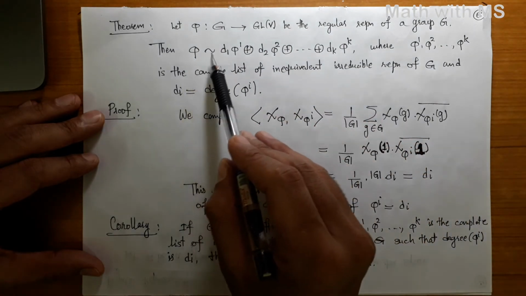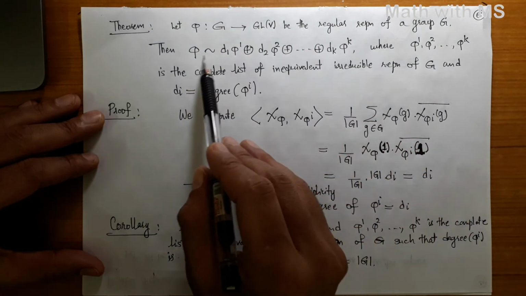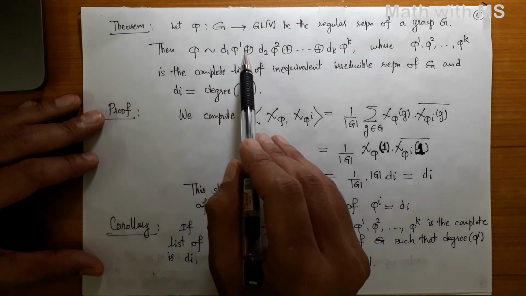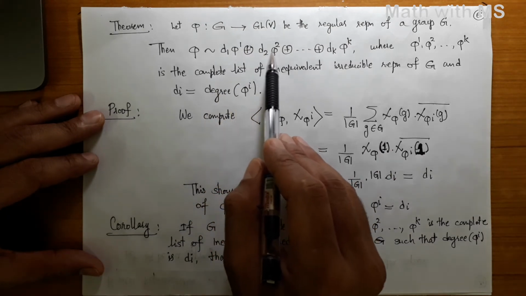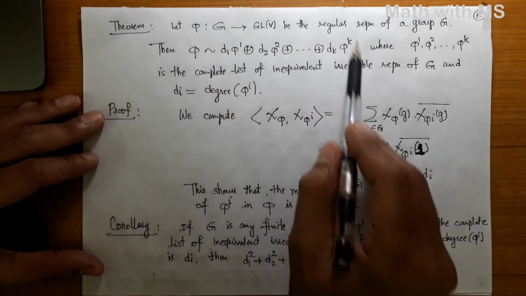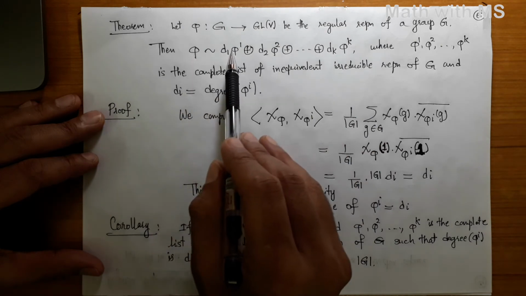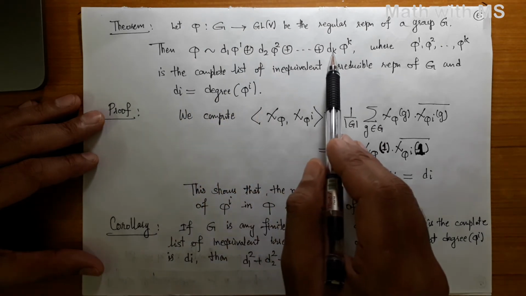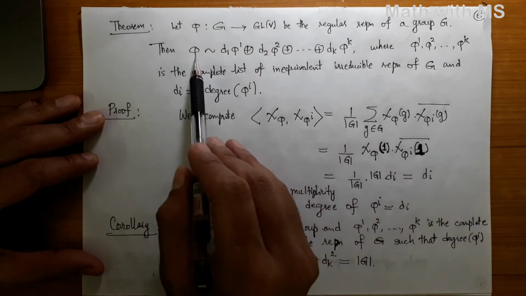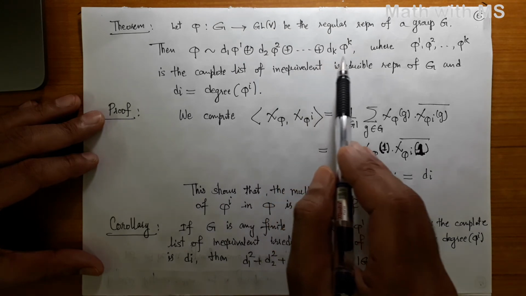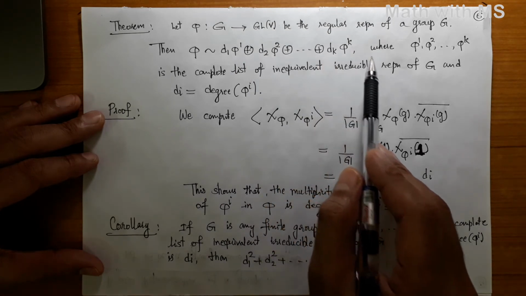If we take the regular representation of the group G, then by the preceding theorem, it is equivalent to a direct sum of d1 copies of phi1, d2 copies of phi2, and so on, with dk copies of phi k. And from here you get that the degree of phi equals d1 times the degree of phi1 plus d2 times the degree of phi2 plus so on plus dk times the degree of phi k. That is, the order of the group G equals d1 square plus d2 square plus so on plus dk square.